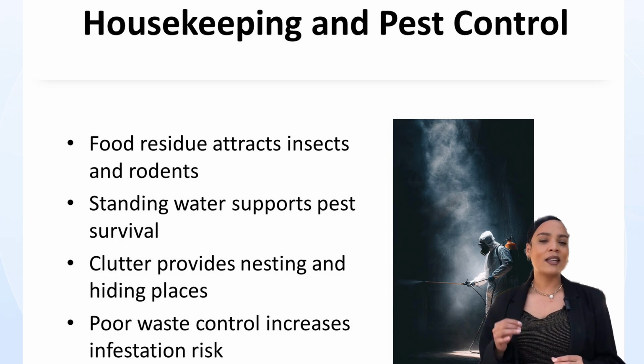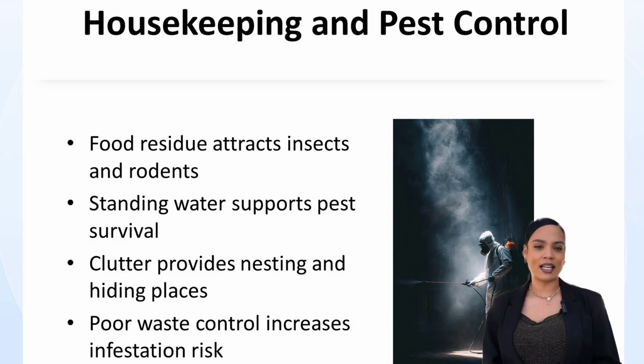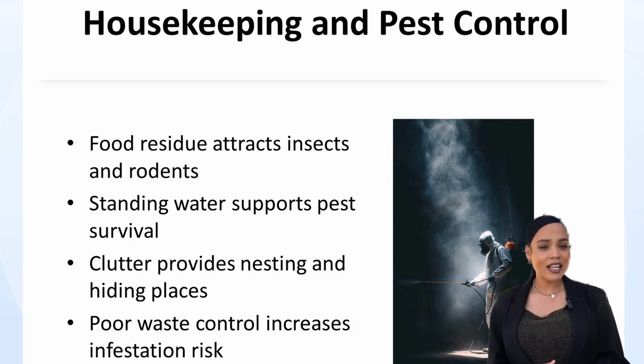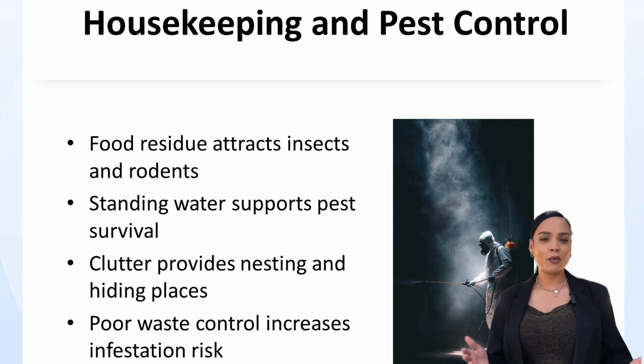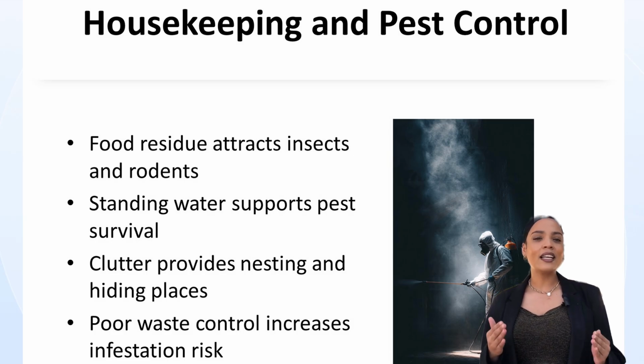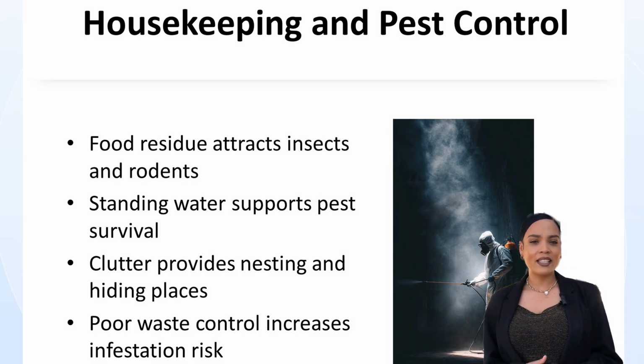How poor housekeeping attracts pests includes 1. Food residue and spills provide food sources. Even small crumbs, sugar, or liquids can attract insects and rodents. In some warehouses, staff eat in work areas. If that happens, housekeeping must be even tighter.